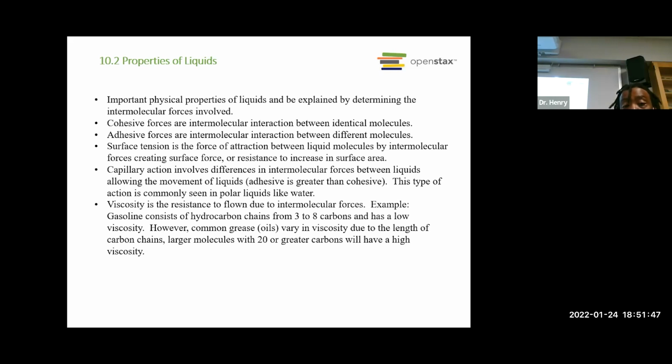Okay, so are those adhesive forces or are those cohesive forces? So let's talk about, we're talking about the meniscus forming on a graduated cylinder. So here's my graduated cylinder, and that's my water. Okay. So is that cohesive forces or is that adhesive forces?